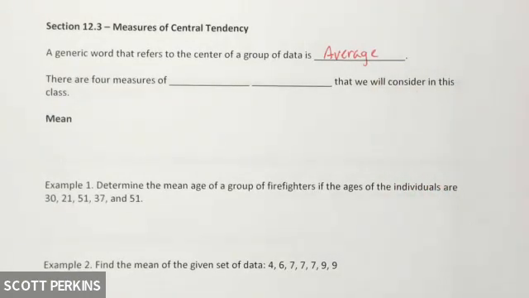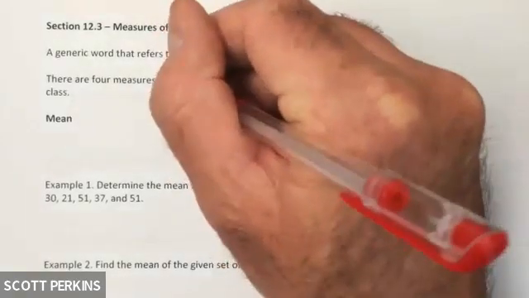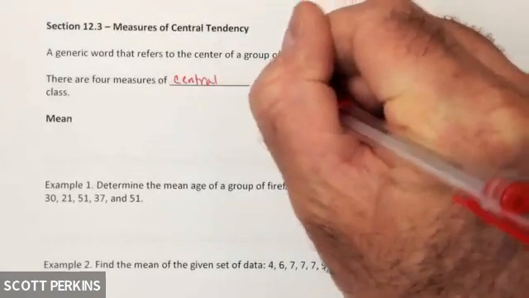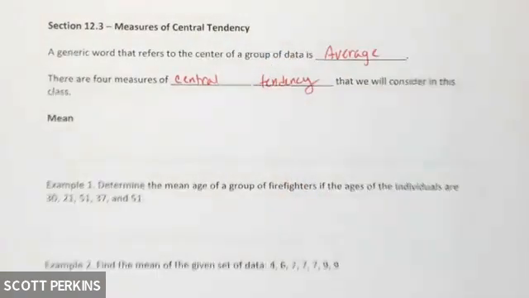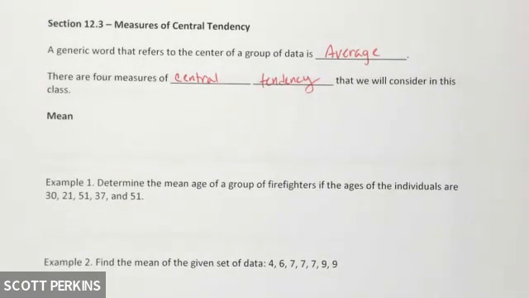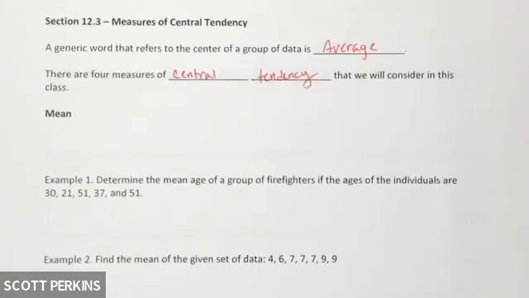So there are 4 measures of central tendency, just because I wanted you to write out the words. There are 4 measures of central tendency that we will consider in this class, and we're just going to go through and do some examples of each. Any questions that you have about this, please bring it up. So the first one's called the mean, and this is what we normally consider to be the average.